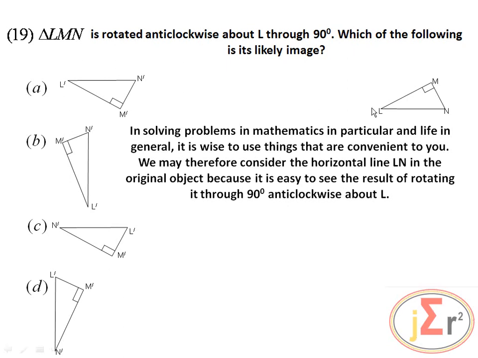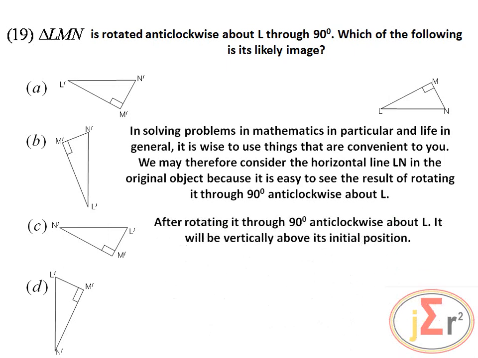So we are going to use this convenient line LN because it is horizontal. So if we rotate it 90 degrees anti-clockwise, it will be vertical. So we are making use of that fact. That simplifies our problem. After rotating through 90 degrees anti-clockwise about L, it will be vertically above its initial position, like so. Right, and there we will have the image N prime.